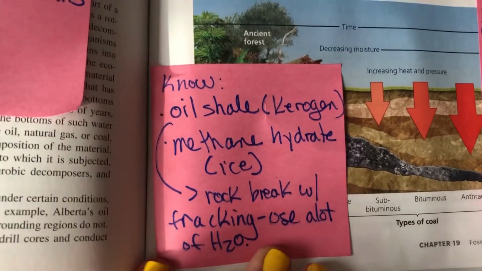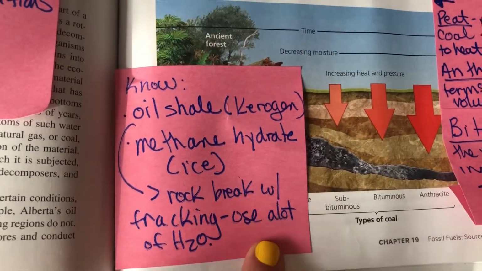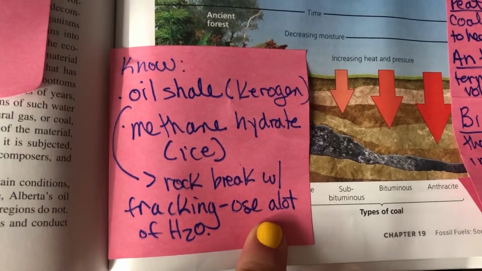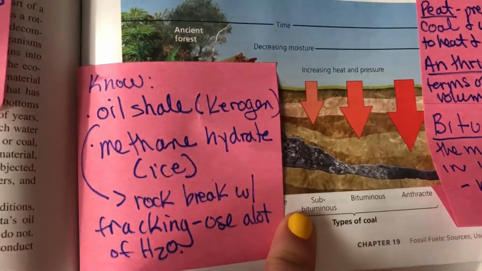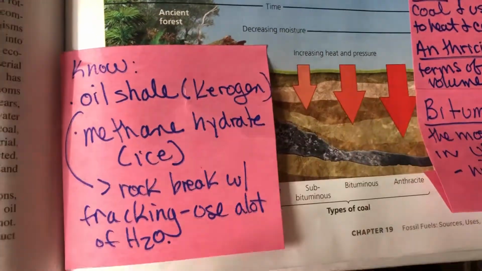Other things you need to know is oil shale, which is kerogen. And this basically is when the rocks break up from fracking, and we actually have to use a lot of water in order to get the oil shale from there. And then the last other type is methane hydrate, which is what we get from ice.